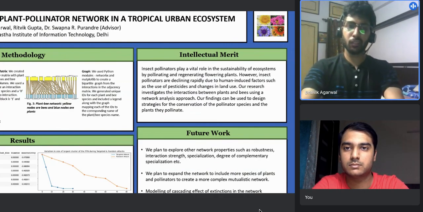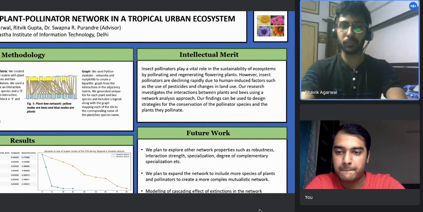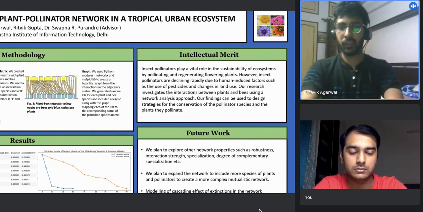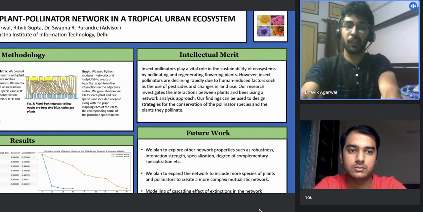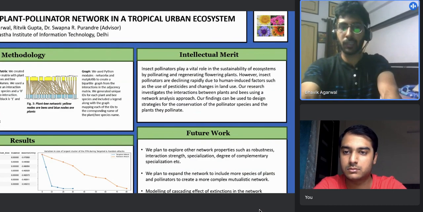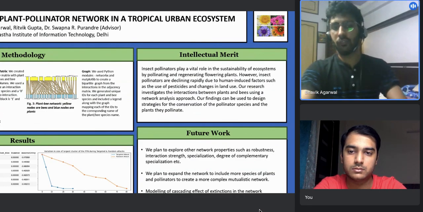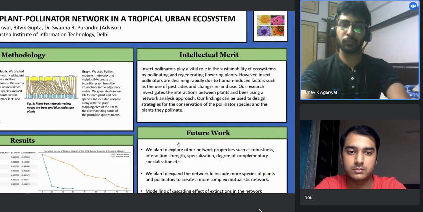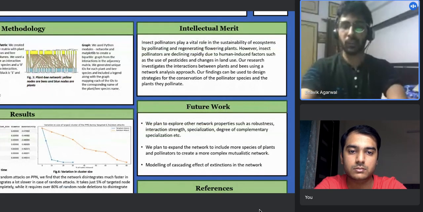So basically, our research will help to find particular patterns in the interaction between the plants and species, and we are going to use the network analysis approach as we have seen here. We have found certain properties to help find the unique interactions between such plants and bees, and these findings can also be used to design strategies to conserve the pollinator species and the plants they pollinate. So we can save a particular set of pollinator species by saving a particular plant. Like we can find out patterns.